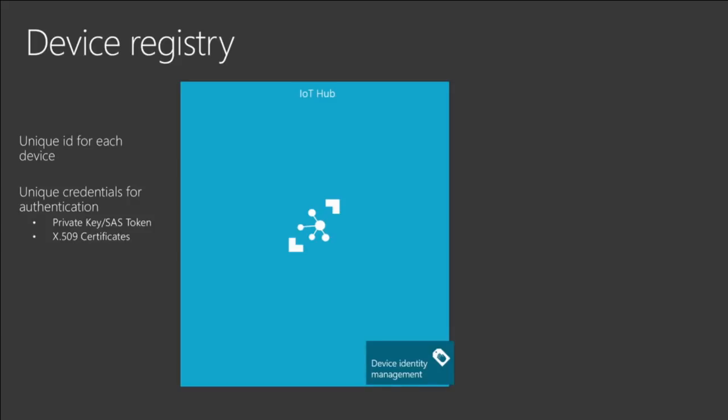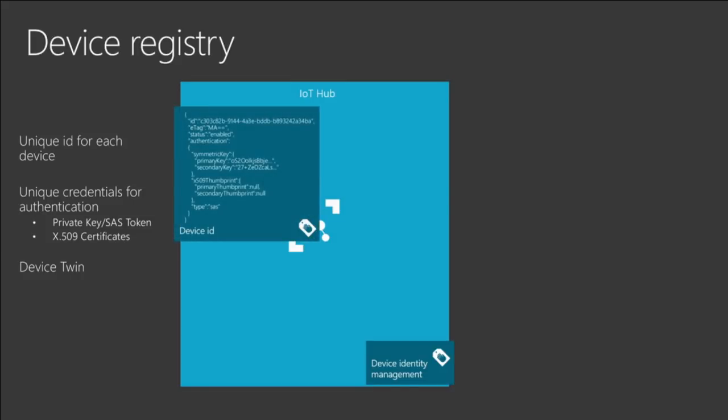The thing also is that you cannot have two devices coming with the same identity and credentials connecting to IoT Hub. IoT Hub will just drop the existing connection, and if we authenticate a new device, it will accept that connection. Device twin is also managed by that device identity management. I'll dive into the device twin just after.